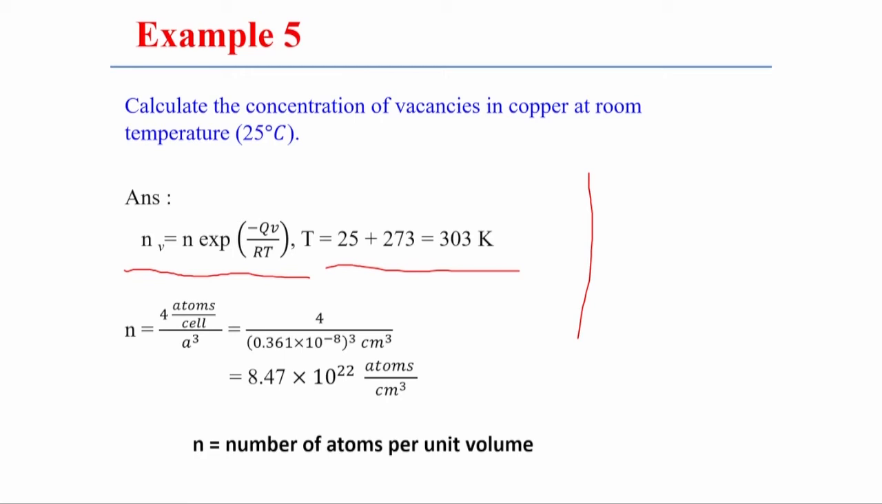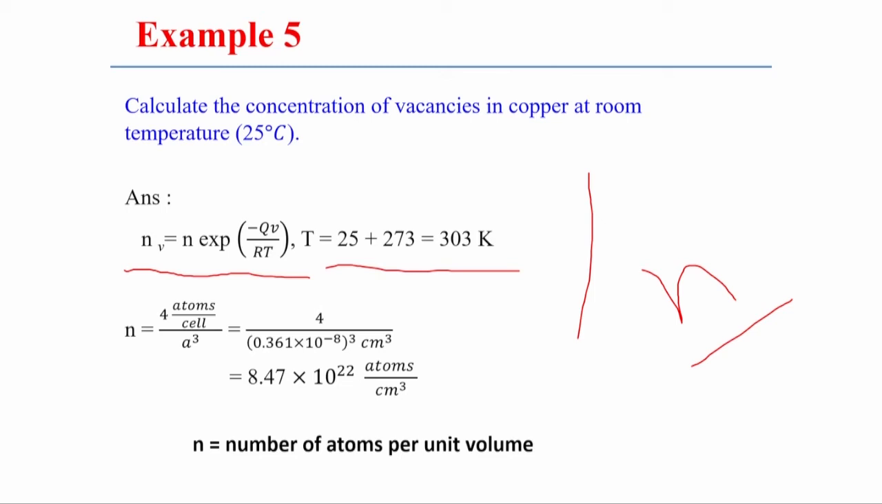In these cases, the N actually represents the number of vacancies or concentration of vacancies that can be considered as a defect per unit volume. So how can you represent this per unit volume? Copper has an FCC structure. So in an FCC structure, what is the total number of atoms per unit cell? We know that there are 4 atoms per unit cell.